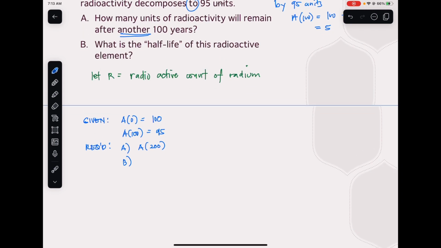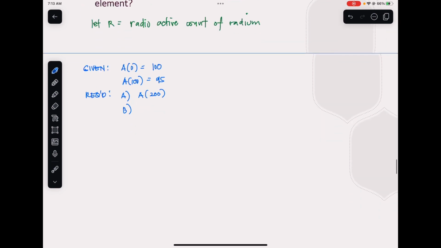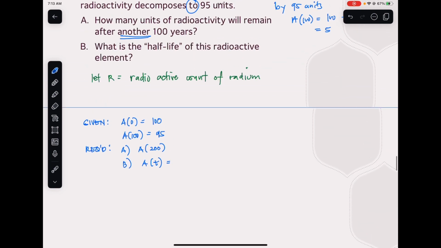The second requirement is what is the half-life of this radioactive element? Half-life, so we're talking about the time. But remember that half-life is 50% of the original amount. So originally, we have 100% and 50% of 100 is 50. So that's why we have 50 here.